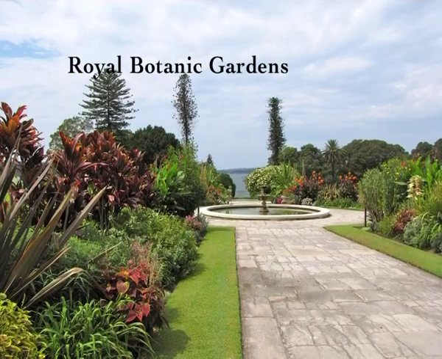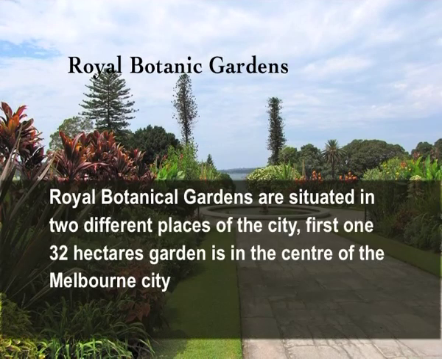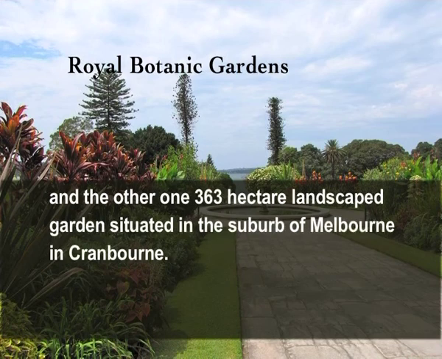Royal Botanic Gardens. Royal Botanic Gardens are internationally renowned botanical gardens in the city of Melbourne, Australia. The Royal Botanic Gardens are situated in two different places of the city. The first one, a 32 hectare garden, is in the centre of Melbourne city, and the other one, a 363 hectare landscaped garden, is situated in the Melbourne suburb of Cranbourne. These gardens are considered Australia's best and among the world's best landscape gardens. Royal Botanic Gardens house hundreds of native and exotic plant species.